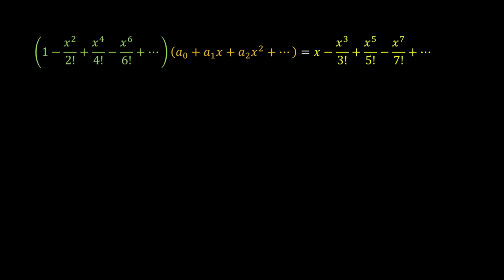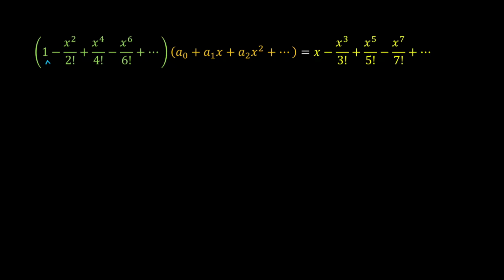So we get 1 minus x square over factorial 2 plus x power 4 over factorial 4 and so on, times a0 plus a1x plus a2x square and so on, is equal to x minus x cube over factorial 3 and so on. Now here, since this is an identity, the left hand side and the right hand side must be true for all values of x, right? Now let us see what we get on multiplying these two brackets.